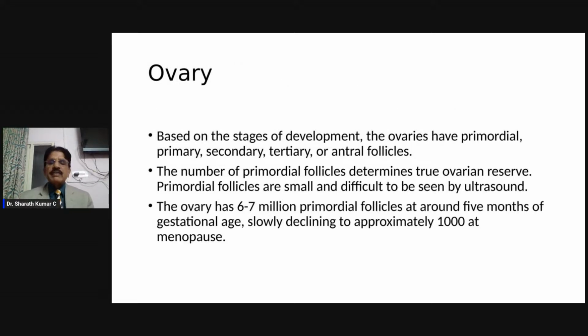Ovary: based on stages of development, the ovaries contain primordial, primary, secondary, tertiary, and antral follicles. The number of primordial follicles determines the true ovarian reserve. Primordial follicles are small and difficult to be seen in the ultrasound. Ovary has got 6 to 7 million primordial follicles at around 5 months of gestational age, slowly declining to approximately 1,000 at menopause.